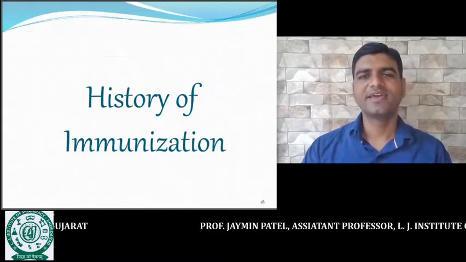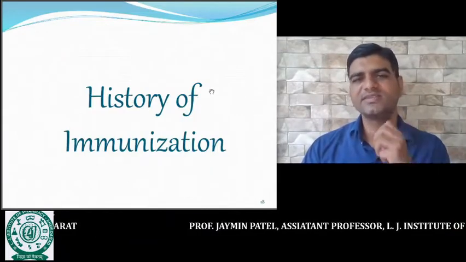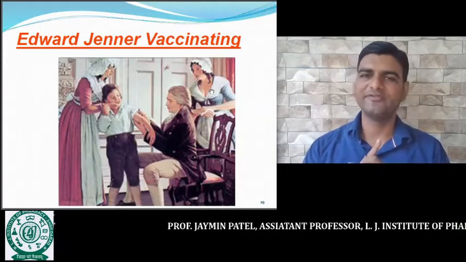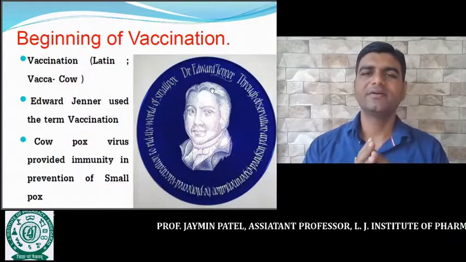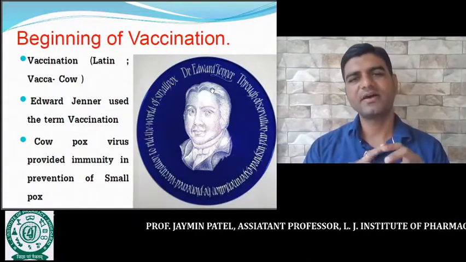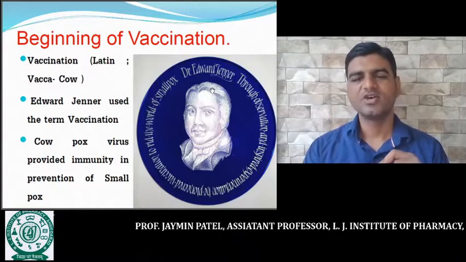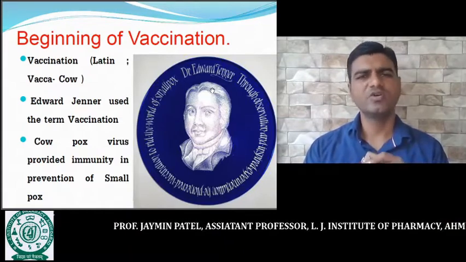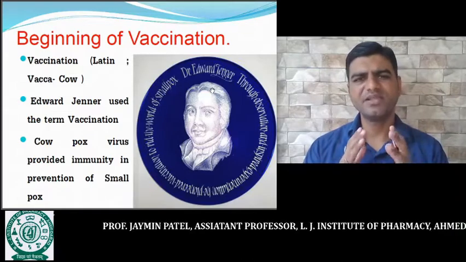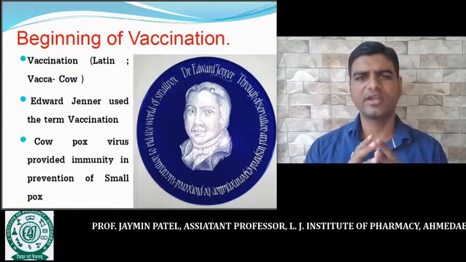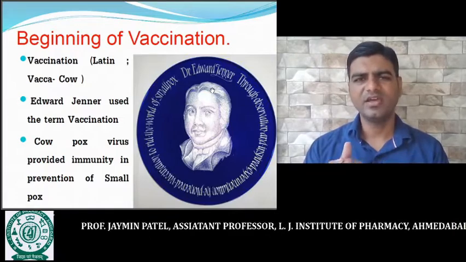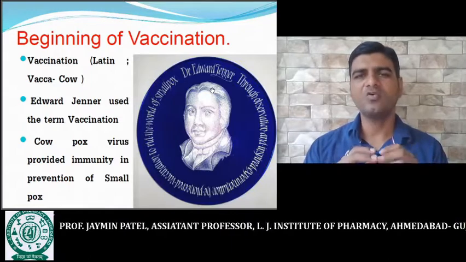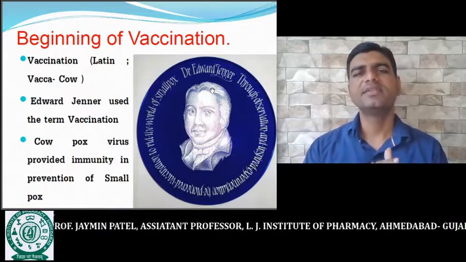Now the next topic is the history of immunizations. How was the vaccine invented? The first vaccine was prepared by Edward Jenner. At that time, most people were infected by the smallpox disease. Edward Jenner tried to find a treatment for smallpox. He observed that one person, a milkmaid, remained protected against smallpox. When he interviewed her, he came to know that the cow of that milkmaid had already suffered from cowpox.